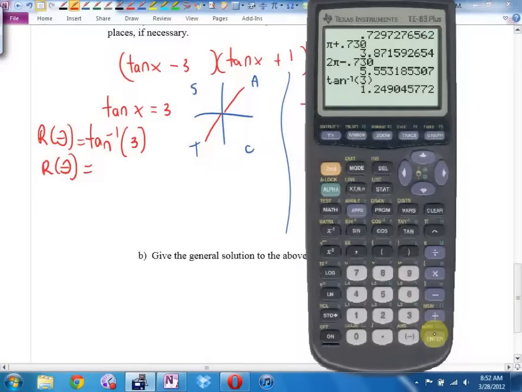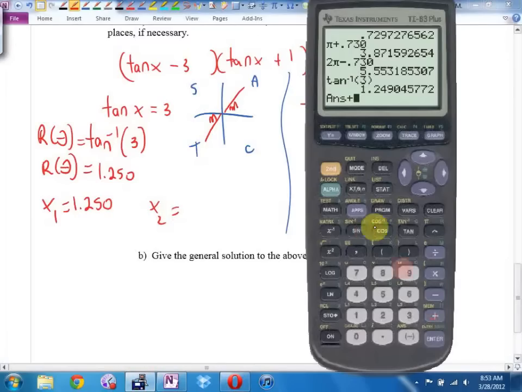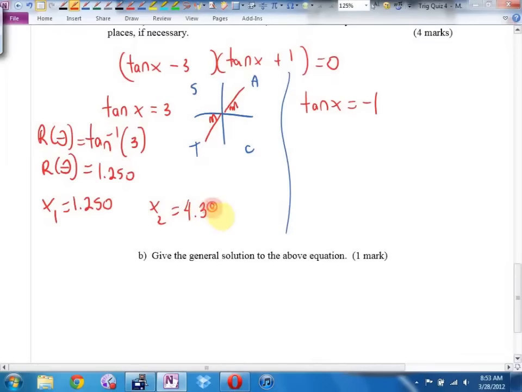1.250. Which means that that angle there and that angle there are both 1.250. I think it means my first x value is just 1.250, and my second x value is going to be pi plus 1.250. How about 4.391? Yep.